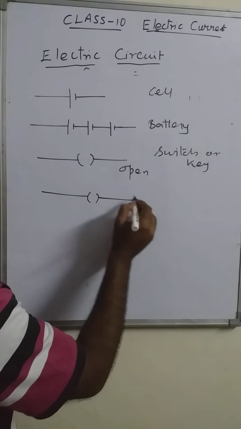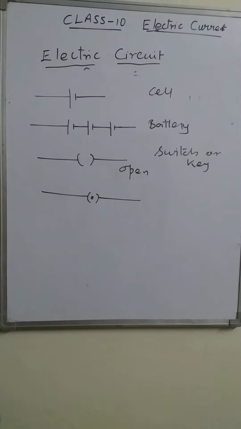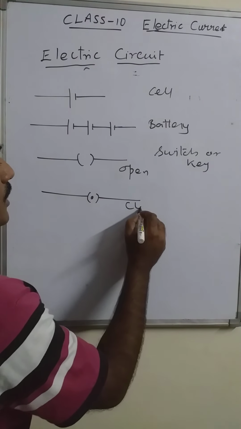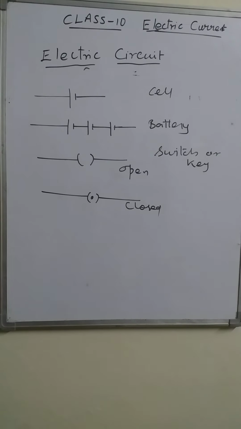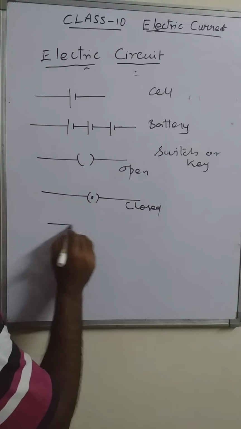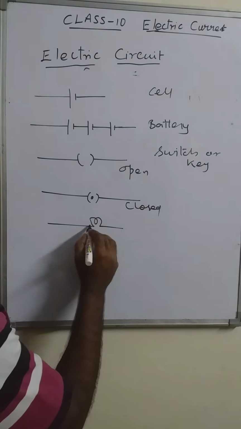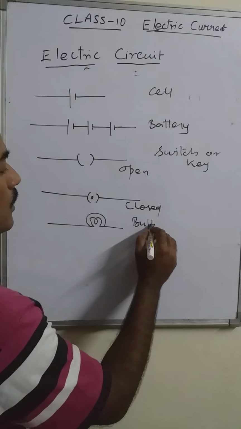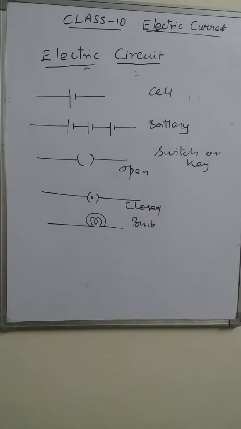Here, this is another key. This is a closed key. If you put the dot, that is a closed key. Cell, battery, open key, and a closed key. Now coming to the bulb. The bulb is like a filament-like structure, then a circle. This is the bulb. These components have already been discussed in the earlier classes. Now we move on to the new components.